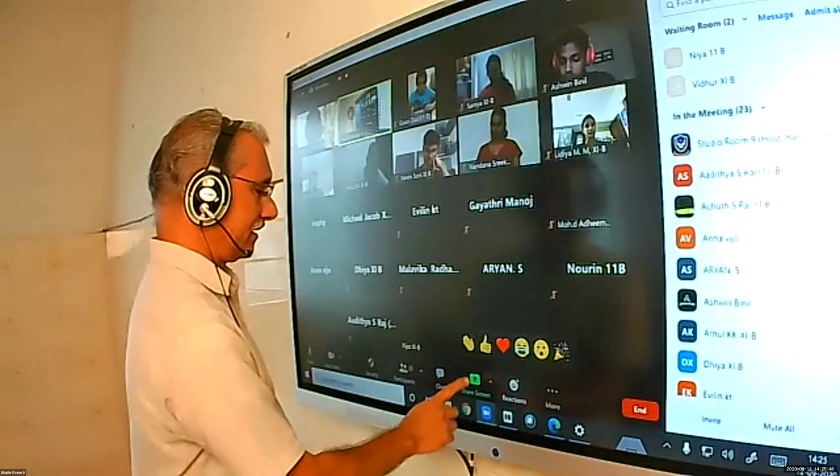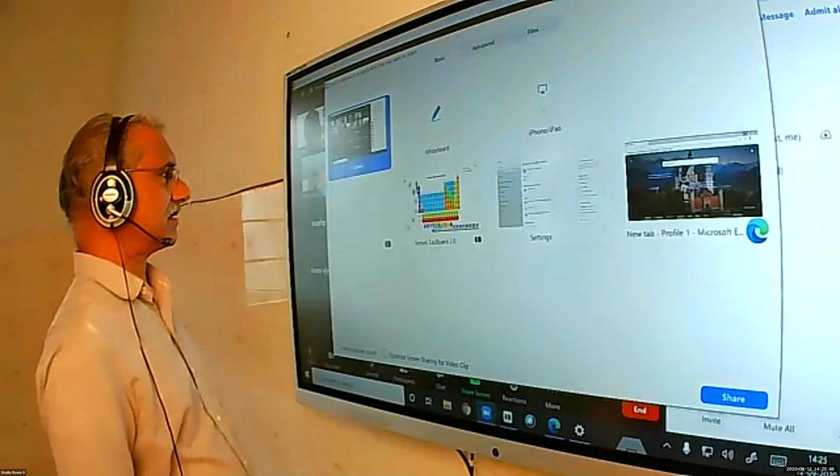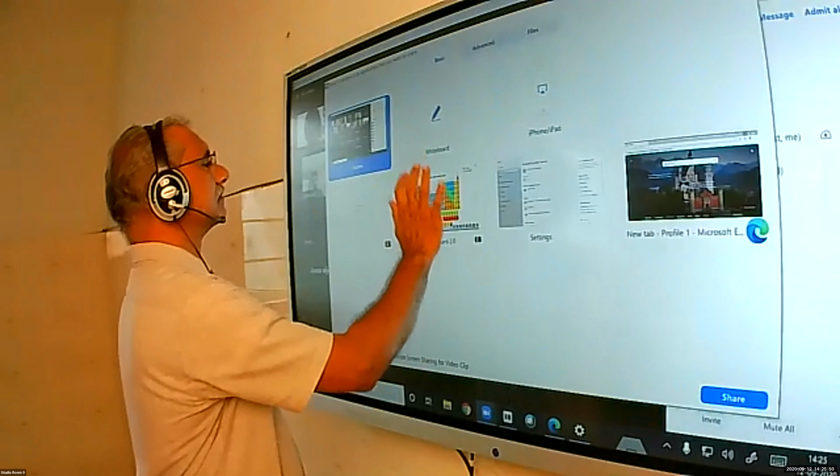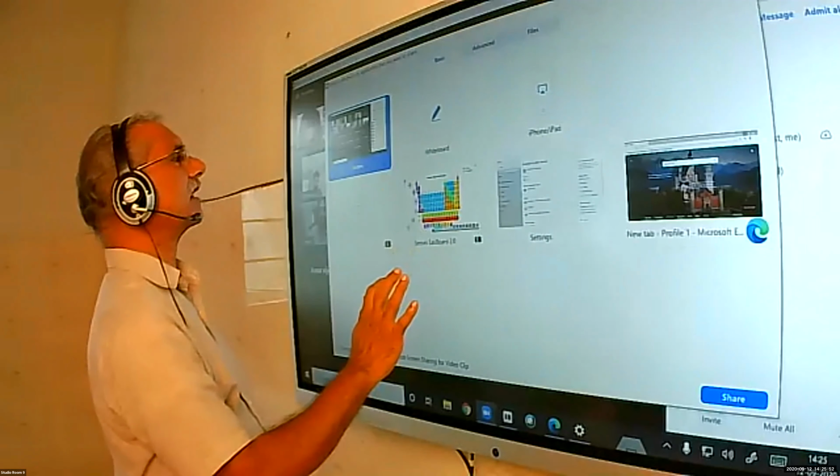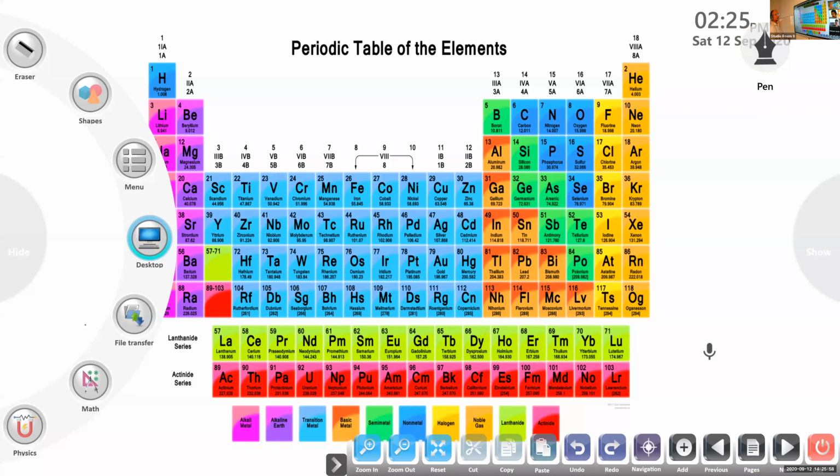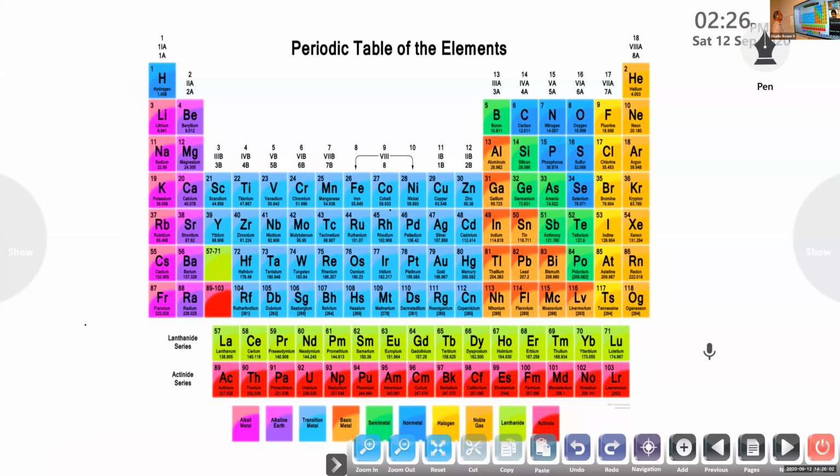There are 18 vertical columns. Okay, you go through the periodic table again. See, in the modern periodic table, there are 18 vertical columns. You can see from left to right.